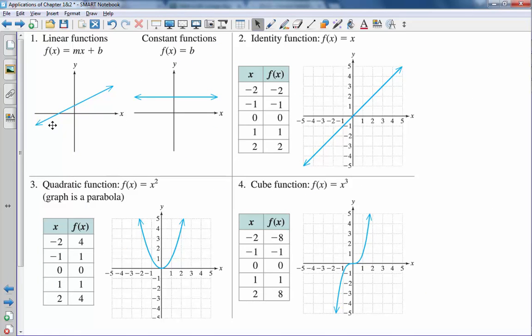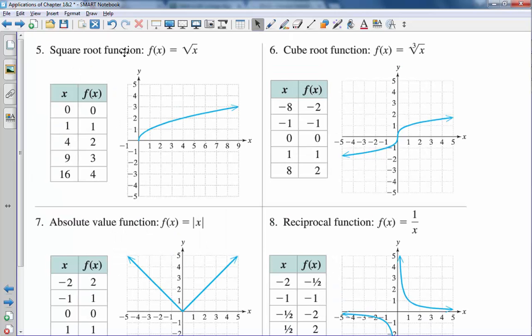Okay? Now we are going back to the 8 main functions. I ask you to memorize their graphs and their equations. Linear functions are straight lines. And this is also a linear function, a straight line, but it's a special one. It's the identity, because it has only x, y always becomes equal to x. Every number turns into itself, -2, -2. Quadratic function x squared, x cubed. Do you recall that? This was in 2.6. Square root, cube root, absolute value, and reciprocal function. 8 functions. What are we going to do with them?